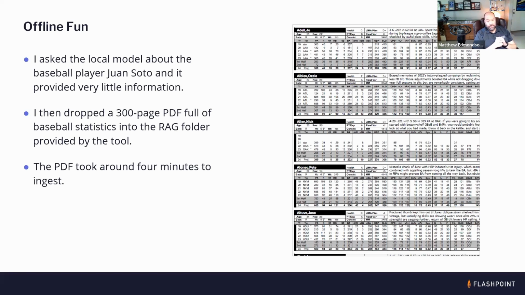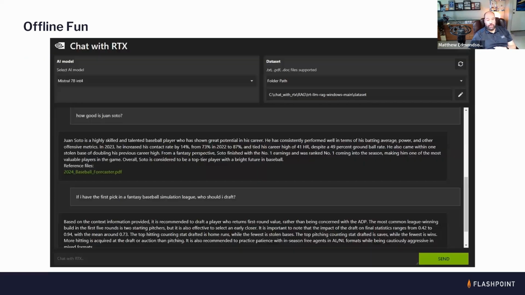It took about 4 minutes to analyze and ingest this. Once it was done, I re-asked the question, what can you tell me about Juan Soto? See here, how good is Juan Soto? And all of a sudden, it goes from very sparse details to highly skilled, talented. It's quoting stats. Soto finished number one in earnings, ranked number one coming into the season, making him one of the most valuable players in the game. It is insane. And it's telling me which document it actually referenced for this information.